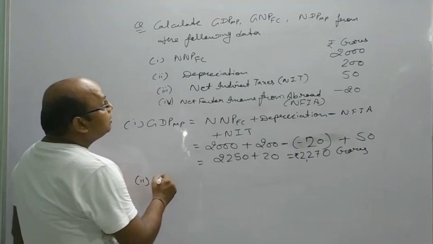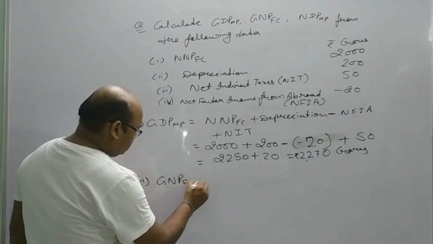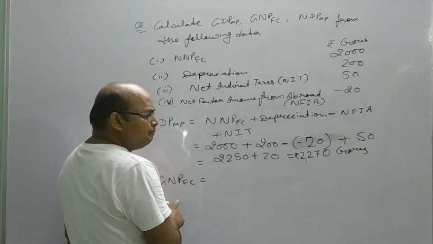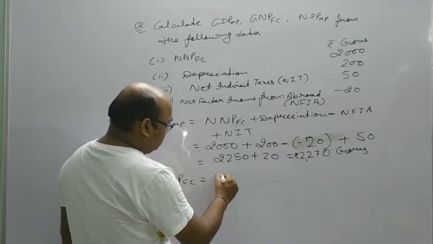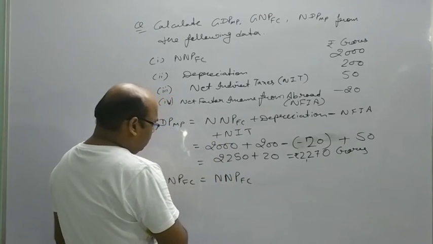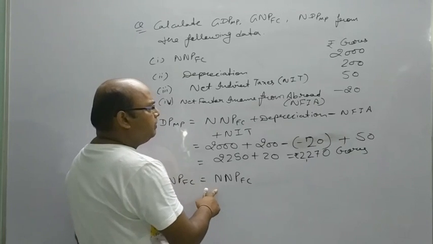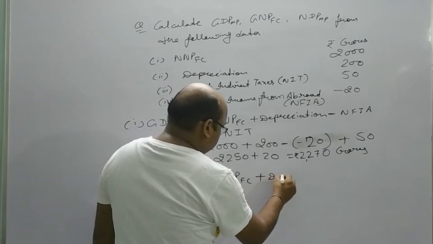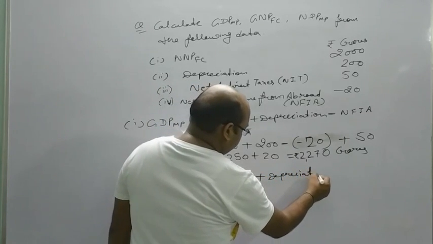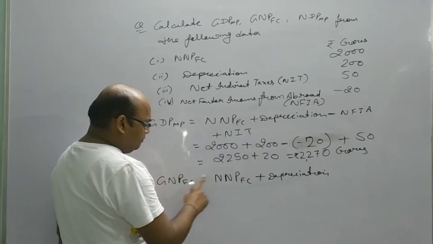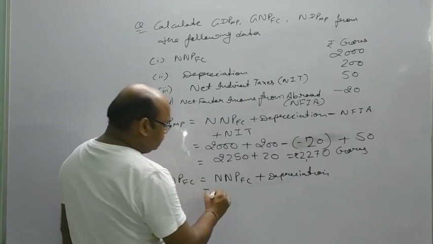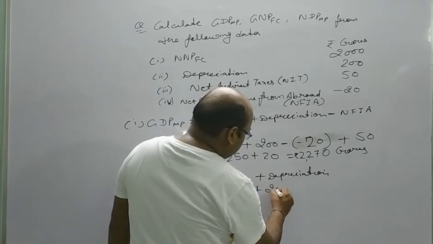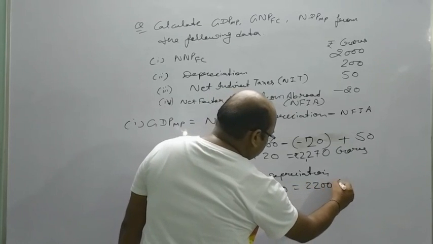Second, GNPFC. We can calculate from GDP-MP or NNPFC. From NNPFC, what is the relationship between gross and net? Depreciation. Gross is equal to net plus depreciation. National same, domestic same. So 2000 plus depreciation 200, so the answer is 2200 crores.